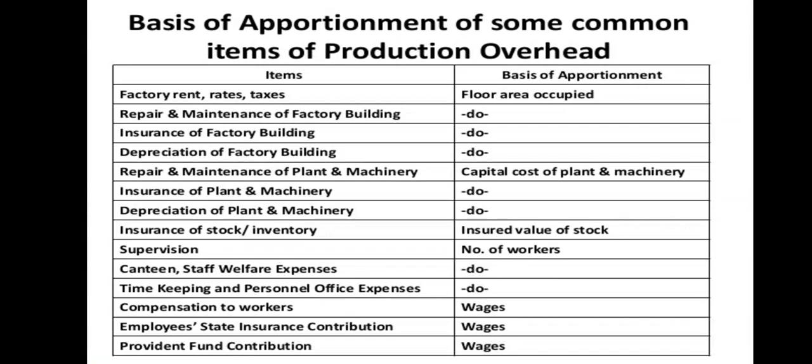Supervision is based on, apportionment is based on number of workers at that time. Next one, canteen staff welfare expenses, which is based on the number of workers. Timekeeping and personnel office expenses based on the number of workers worked at the time.